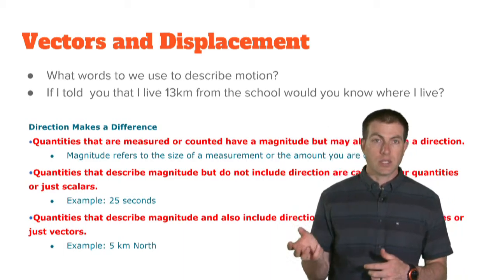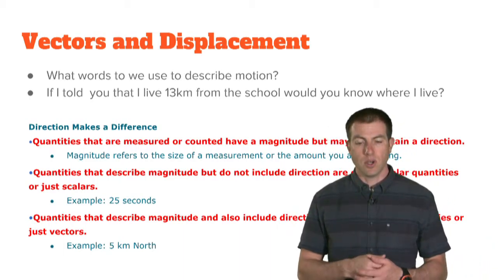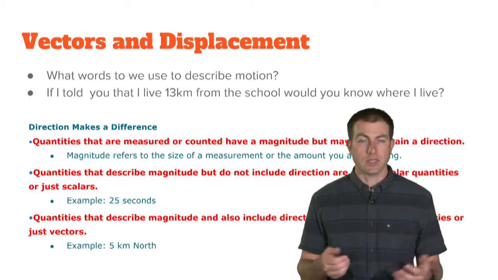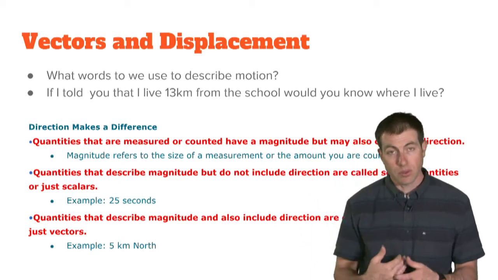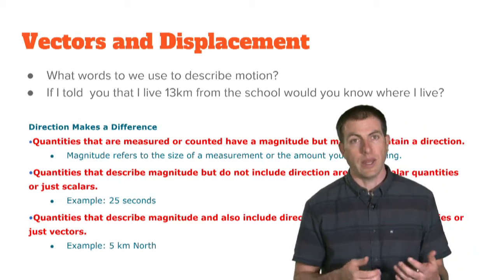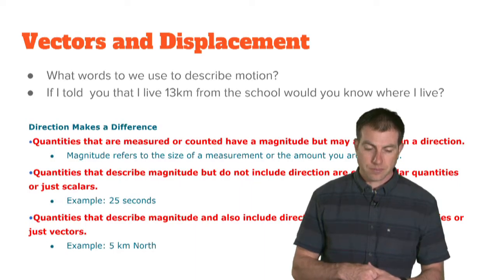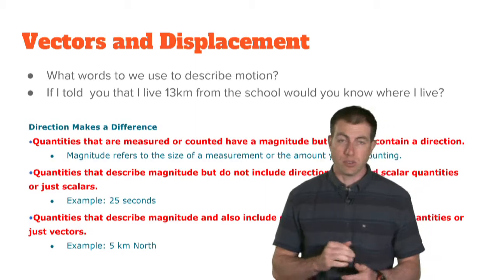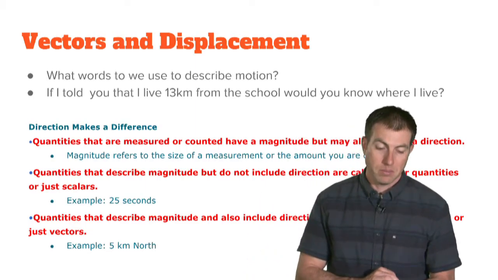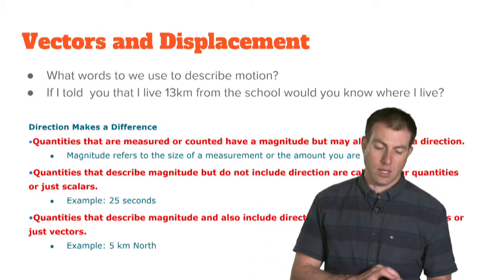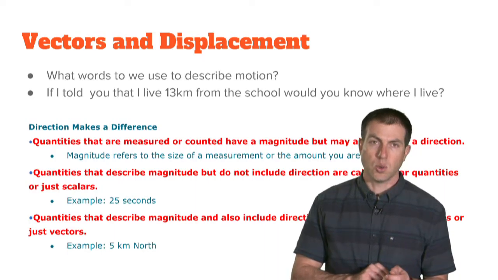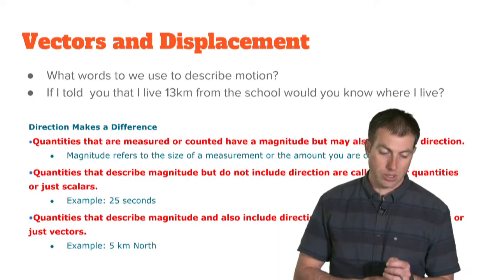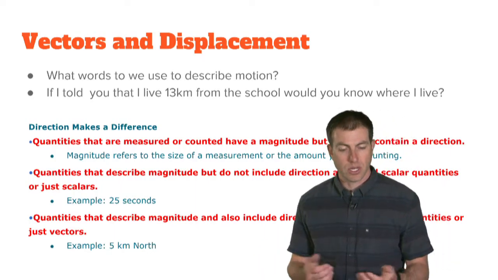Vectors are things with a direction. Scalars don't have direction. So if I said I live 13 kilometers from the school, that's a scalar. You don't know what direction it is. If I said I live 13 kilometers south of the school, well, now you know where I live, and that is a vector. There are lots of things that don't have direction associated with them. A big one is time. It doesn't make sense to say 25 seconds west, unless you're talking about an object moving, and then you're talking about a direction.